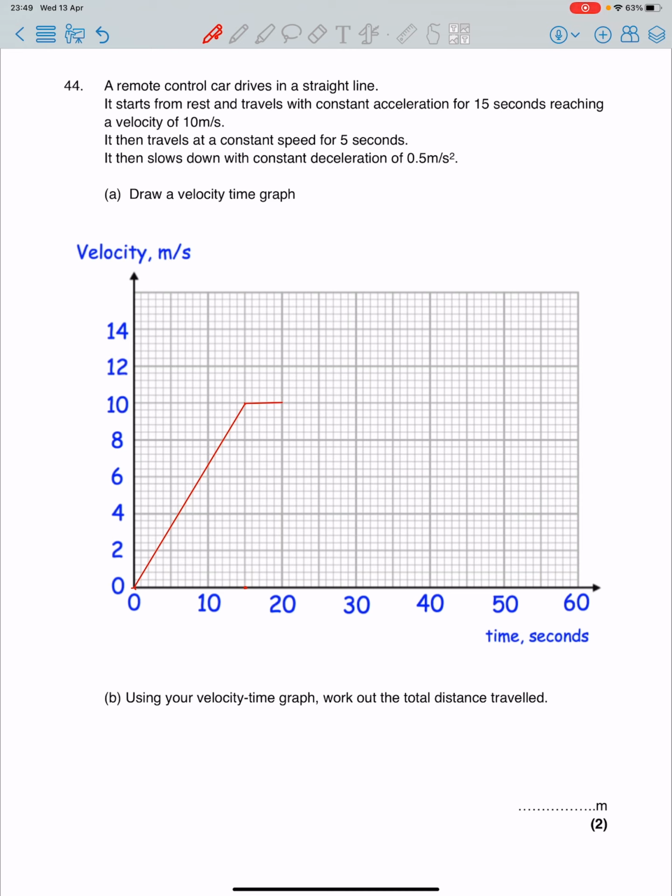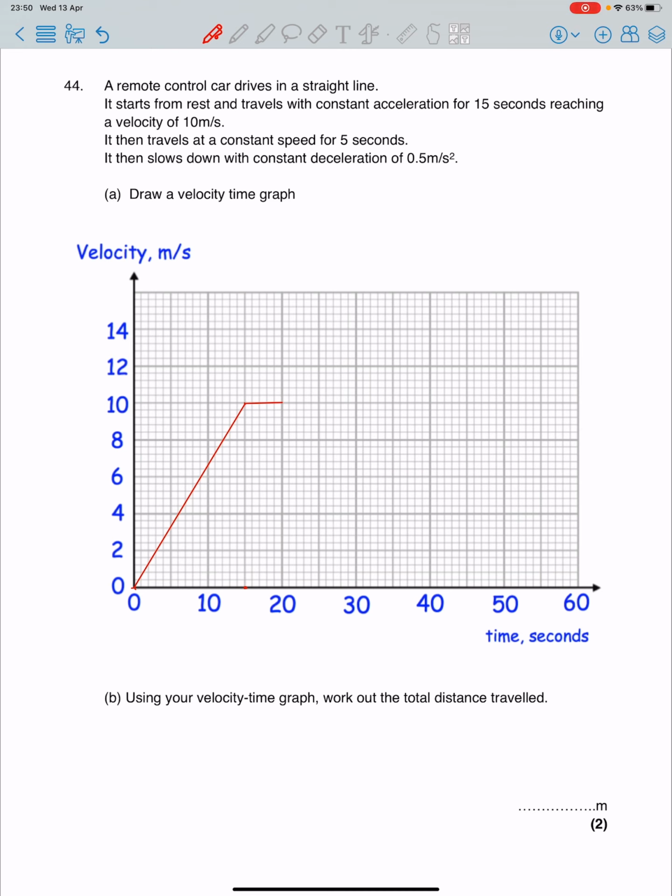And then it slows down with constant deceleration of 0.5 meters per second squared, i.e. every second that goes by, it decreases velocity by 0.5 meters per second.